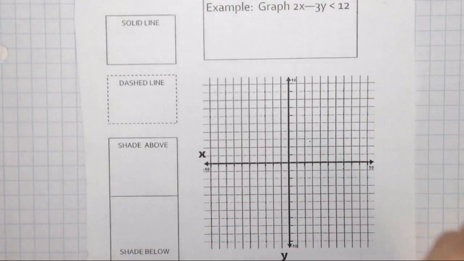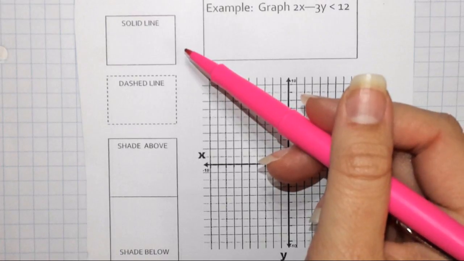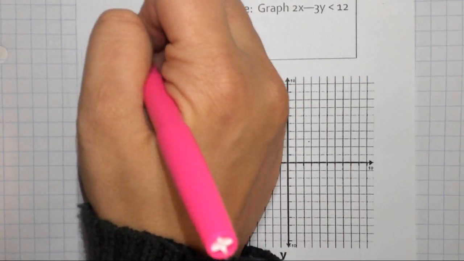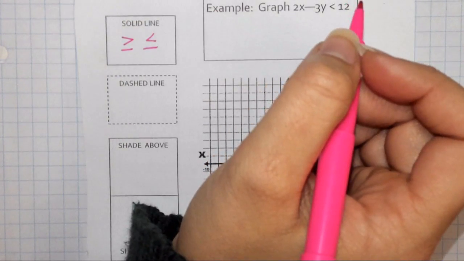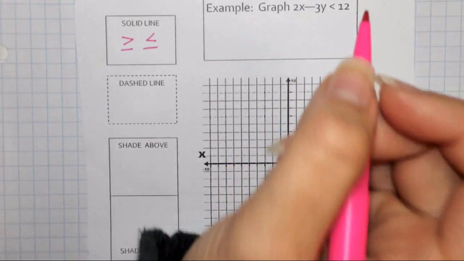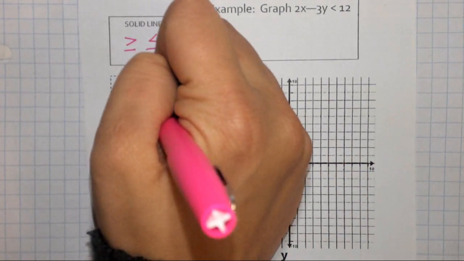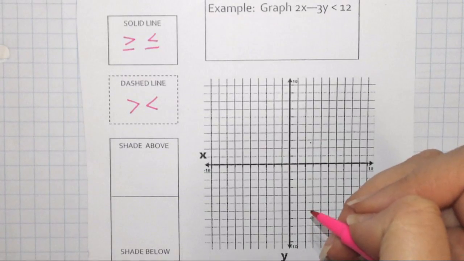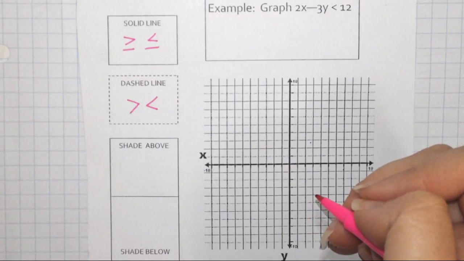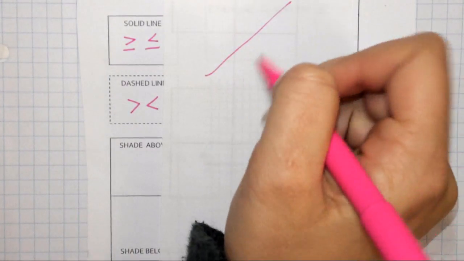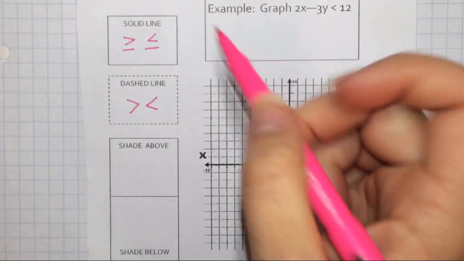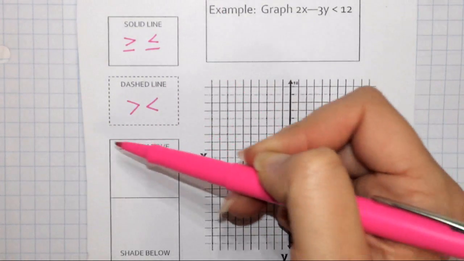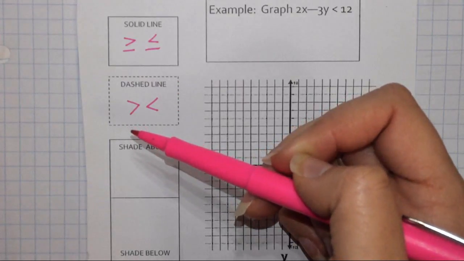So you do the same thing here. You have to shade, but we don't do an open or closed circle. We do a solid or a dashed line. So you're going to use a solid line when it's greater than or equal to or less than or equal to. You're going to do a dashed line when it's greater than or less than. And what I mean by a solid line is a line that's solid. What I mean by a dashed line is a line that's dashed. It even gives you an example around the box. Did you notice that it's a dashed line around the box?